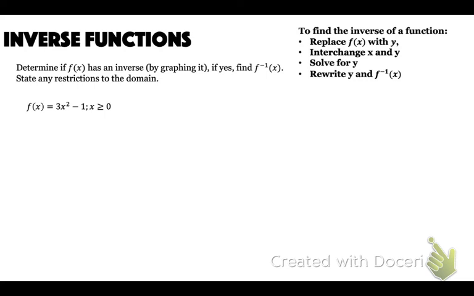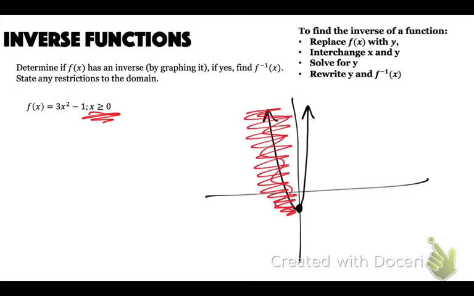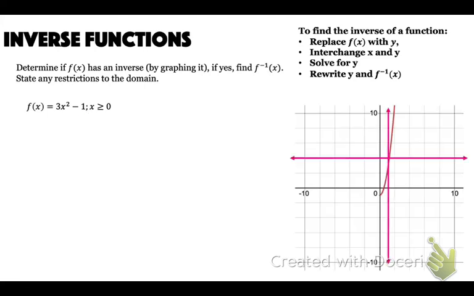Okay, last one. So 3x squared minus 1. If you were to graph this, it looks something like this. Okay, it's down here. That's our vertex at -1. But we have this restriction here that x has to be greater than or equal to 0. So that means I am going to ignore the entire left side of this. And I'm only looking at the right side of this graph because now I have just created a one-to-one function that I can find the inverse of.